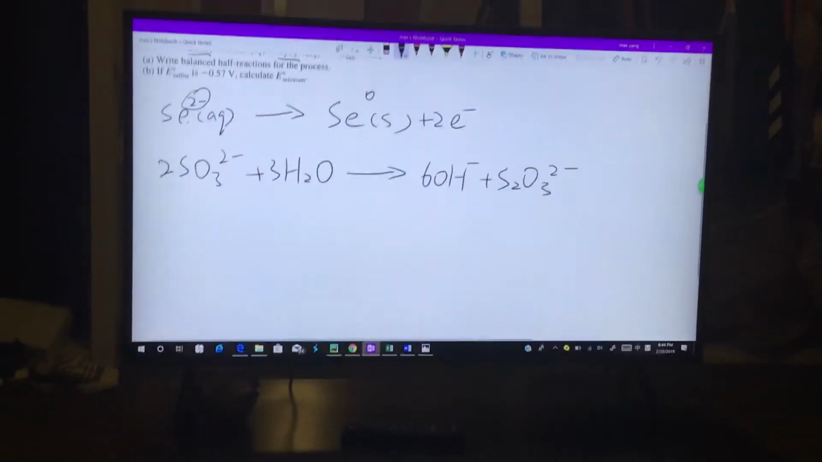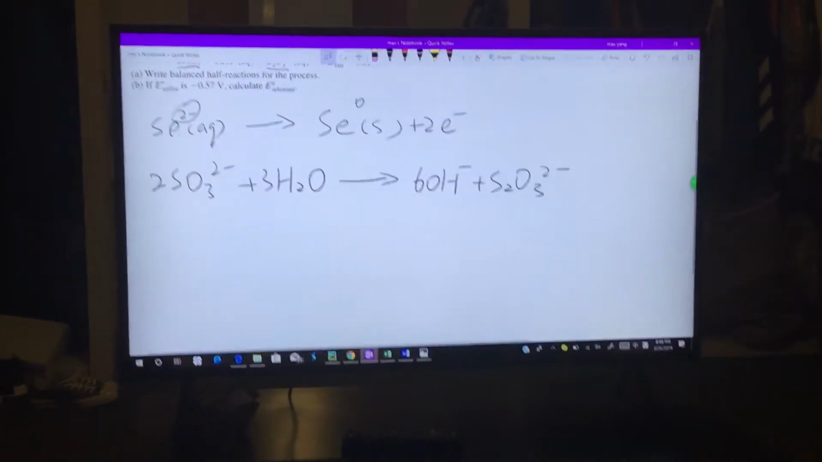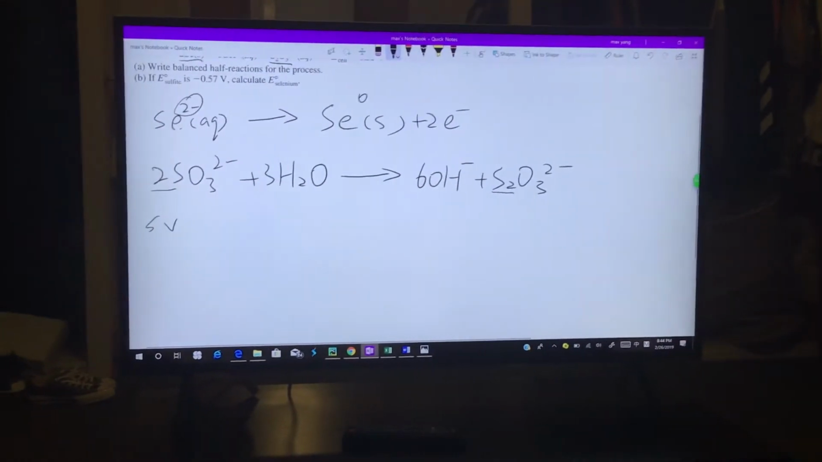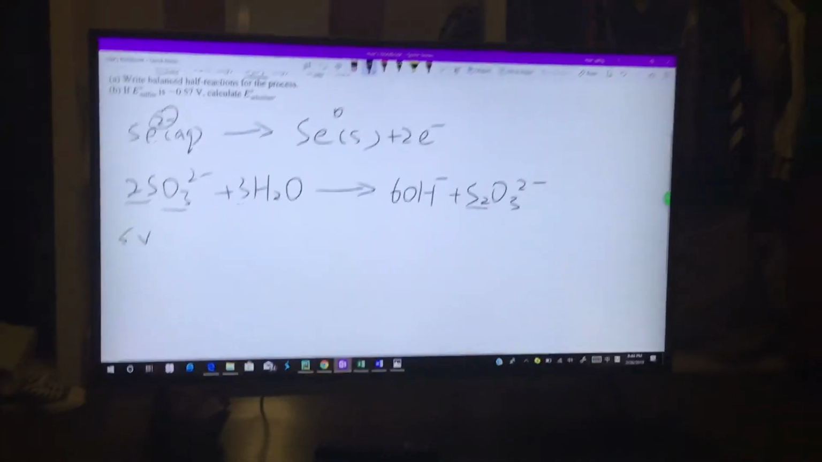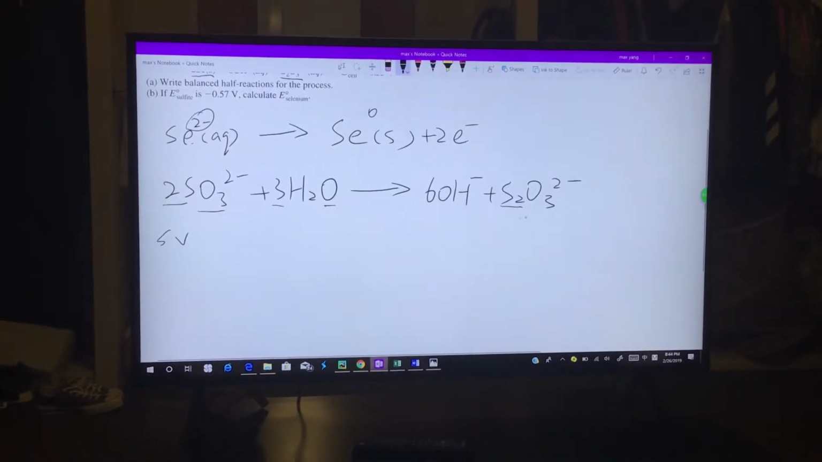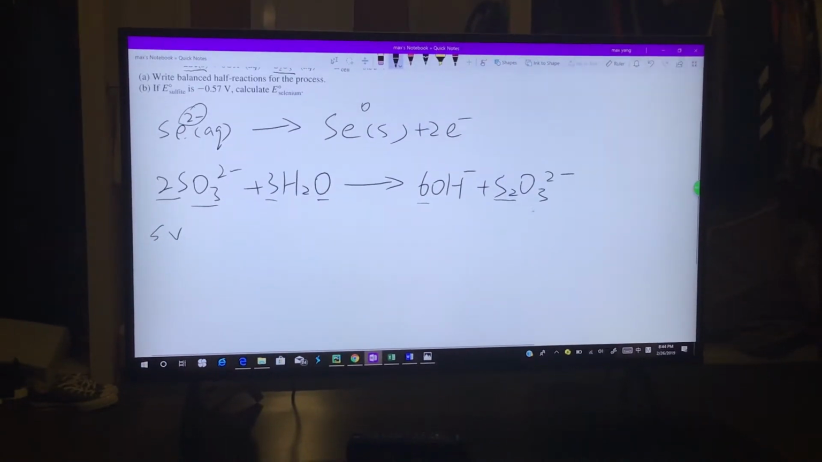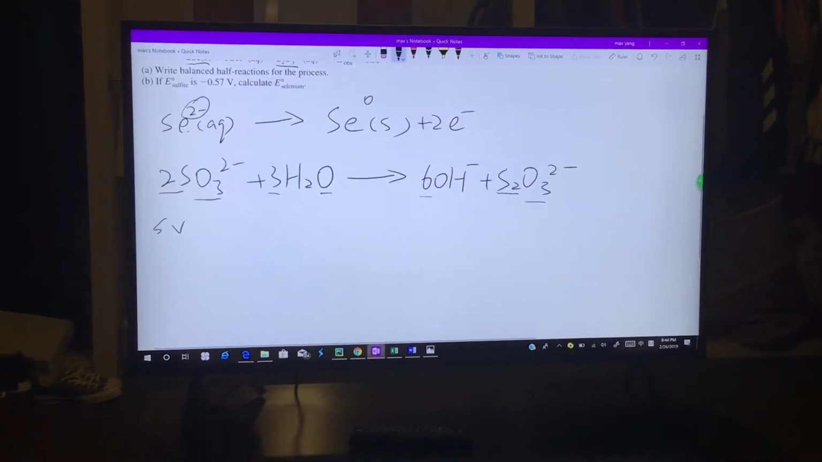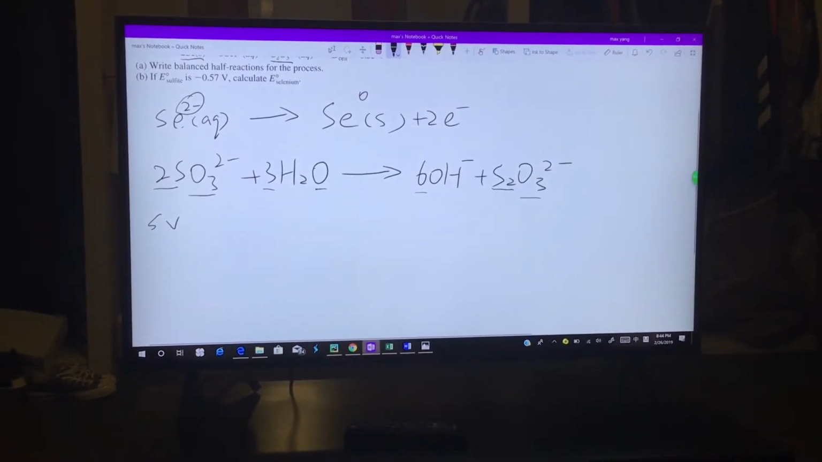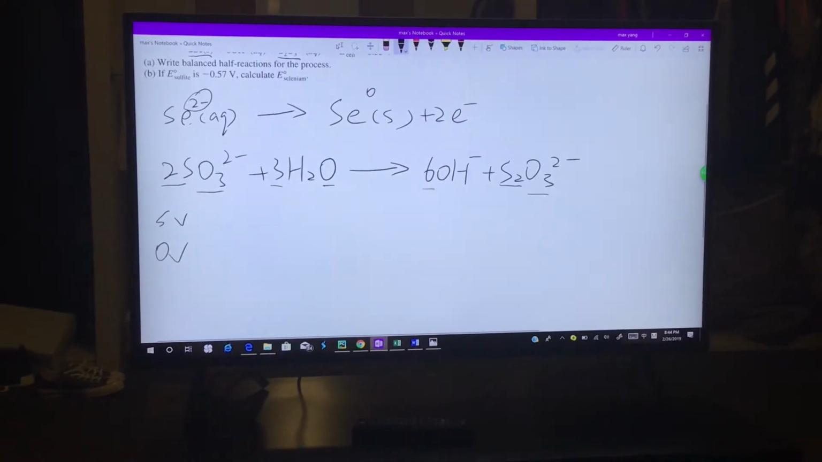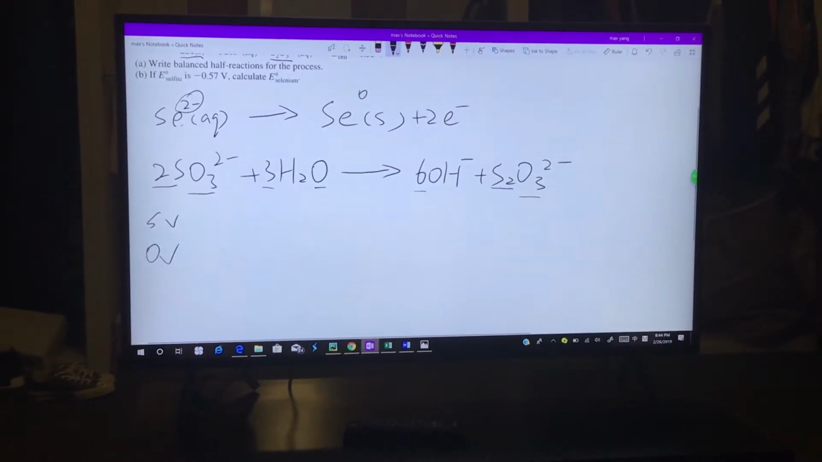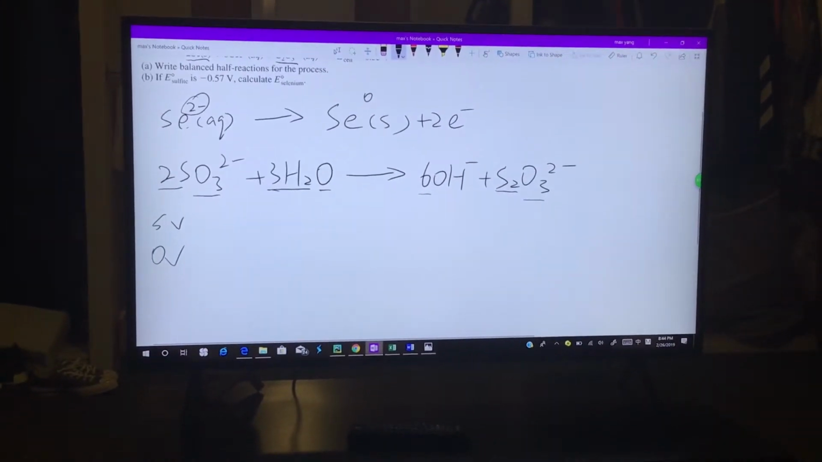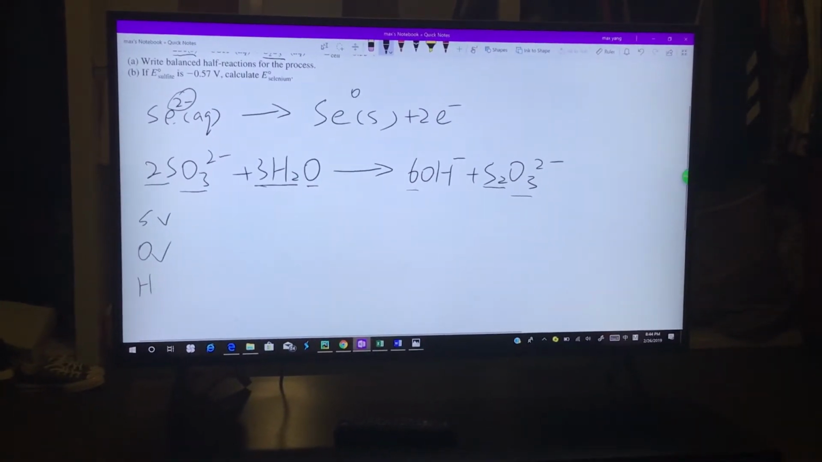And in the second half reaction, we have 2 sulfur. Okay, so sulfur check. Oxygens: 6 oxygens, 3 oxygens, 6 oxygens, 3 oxygens. So the oxygens are the same too. And if you look at hydrogens, there's 3 hydrogen, and there's 6 hydrogen, and there's 6 hydrogens. So the hydrogens are also the same amount.